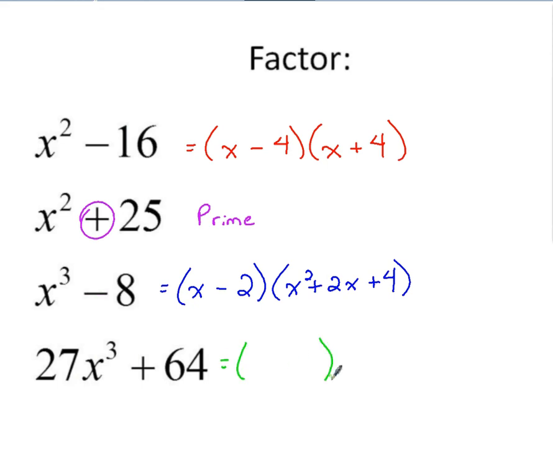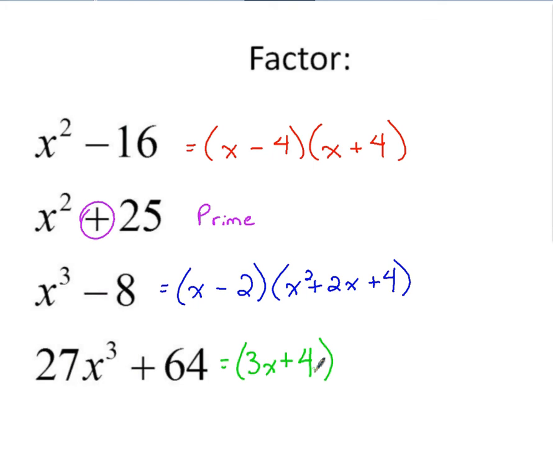We'll start in a similar fashion to how we did the preceding one. We take the cube root of 27x cubed. Well, the cube root of 27 would be 3. x cubed would be x. So that's going to be the first term in this binomial expression I'm setting up currently. Since this is plus, it'll be plus right here. The cube root of 64 is 4.